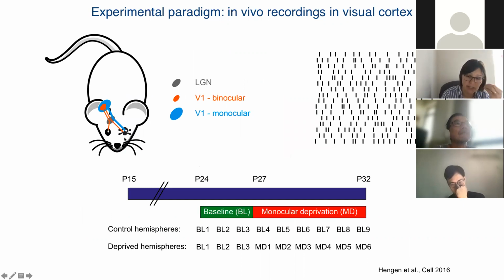Experimentalists went in and sewed up the eye of the animal with needle and thread. They did this at around postnatal day 27 to 32, and then implanted electrodes in the cortex and investigated the in vivo activity in the cortex when the eye was not closed, so normal development, versus when the eye was closed. These experiments were done in the lab of Gina Turrigiano. Part of the data was published in a paper a few years ago.